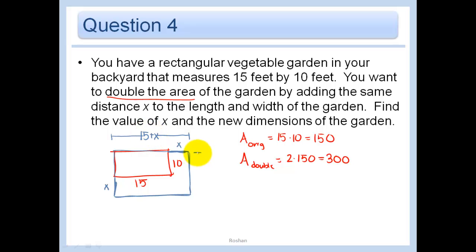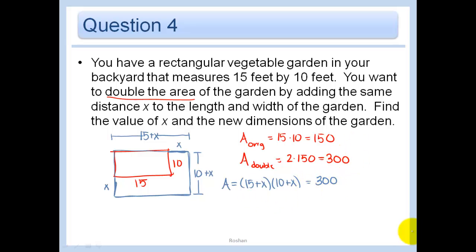And what is this length here? Well, this was originally 10, and now I've added x to this side too. So that's going to be 10 plus x. So I now have that the area is 15 plus x times 10 plus x, and my goal is to make that equal to 300.